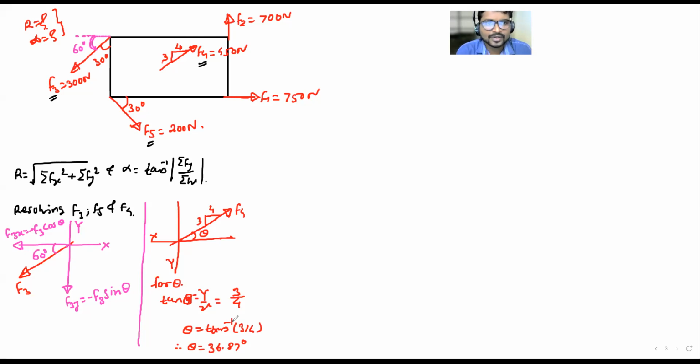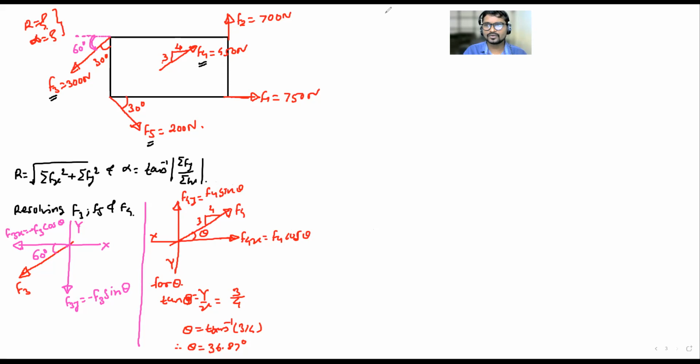Understood how we have calculated the angle and all those things? Yes or no? Yes, sir. Then this will be the x component. Plus or minus? Plus. Plus F4 cos theta. What about the y component? Plus or minus? Plus, it is upward. Plus F4 sin theta. That is the resolution of F4.